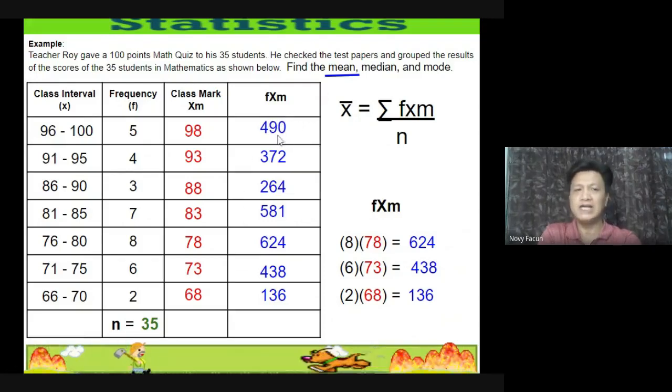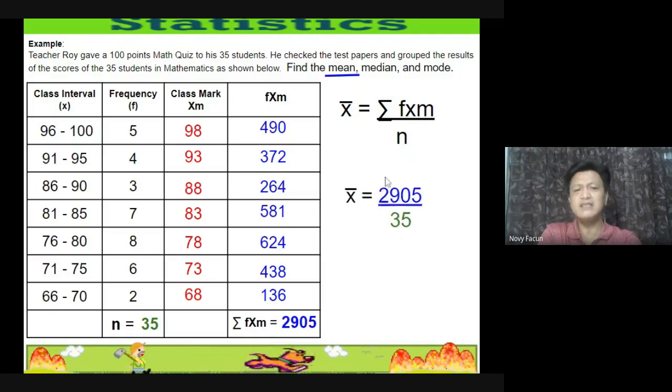Once we have completed the products of frequency and class mark, we get the summation. The sigma is simply the total. So we add 490, 372, 264, 581, 624, 438, and 136. Their total is 2,905. This is what we will use for the substitution in our formula.